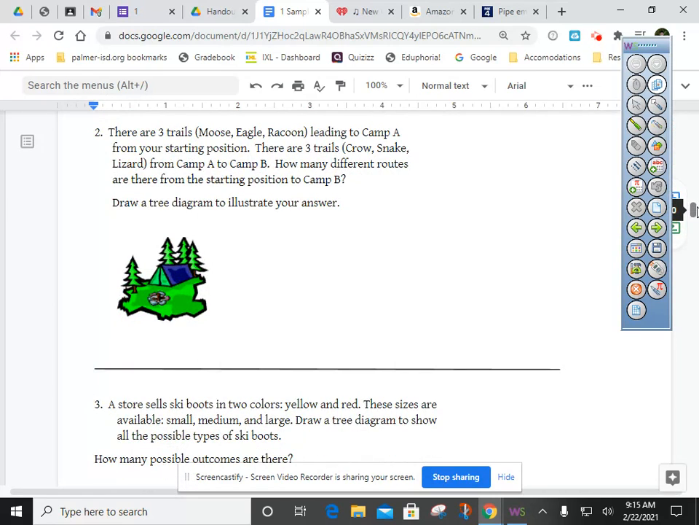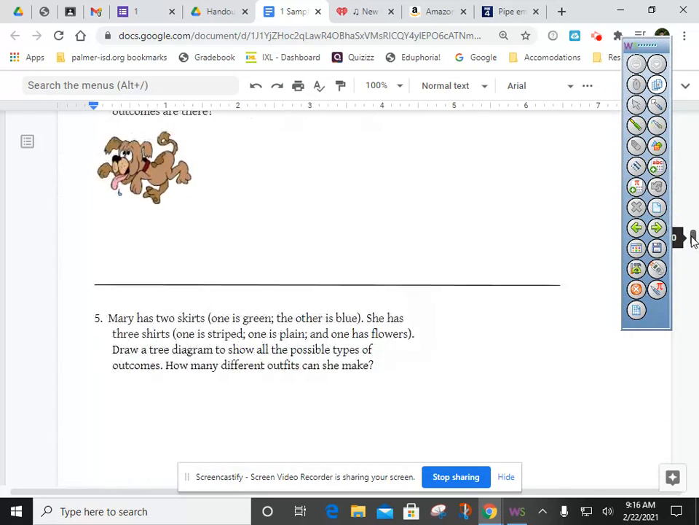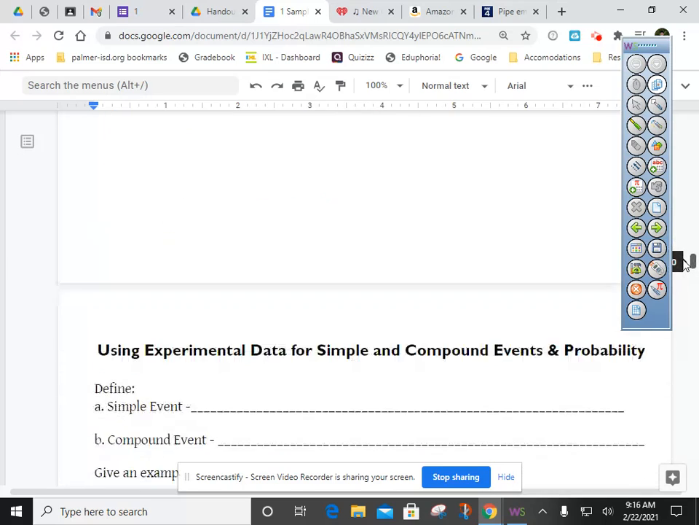There are 3 trails, moose, eagle, and raccoon, leading to Camp A from your starting position. There are 3 trails, crow, snake, and lizard, from Camp A to Camp B. How many different routes are there from the starting position to Camp B? 9. Good. I think you guys got this. If you do not, there's some extra practice there for you.